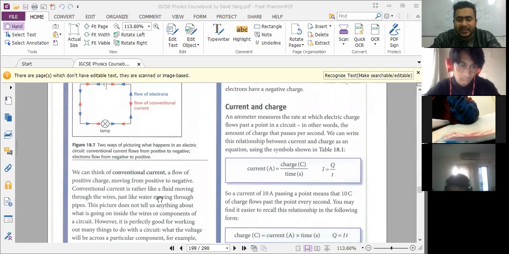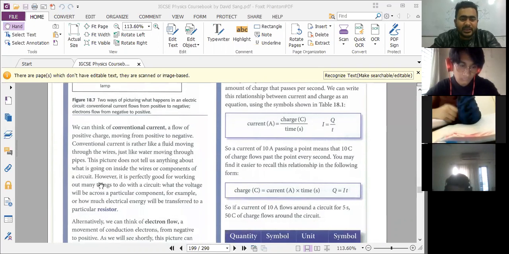Conventional current is rather like a fluid moving through our wires, just like water moving through the pipes. This picture doesn't tell us anything about what's going on inside the wires or components of a circuit. We can imagine this, but it is not enough to explain. However, it is perfectly good for working out many things to do with a circuit.